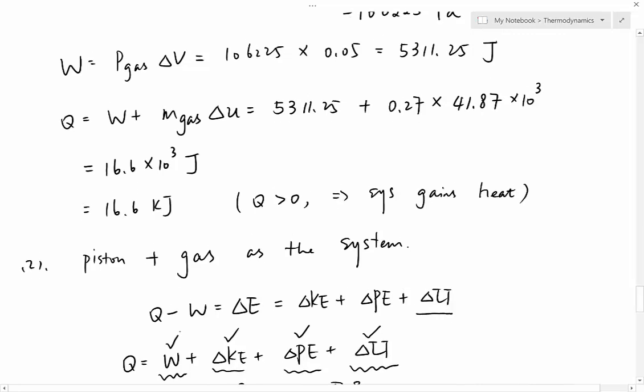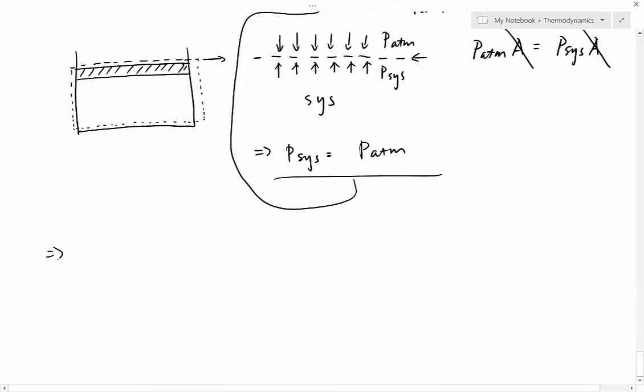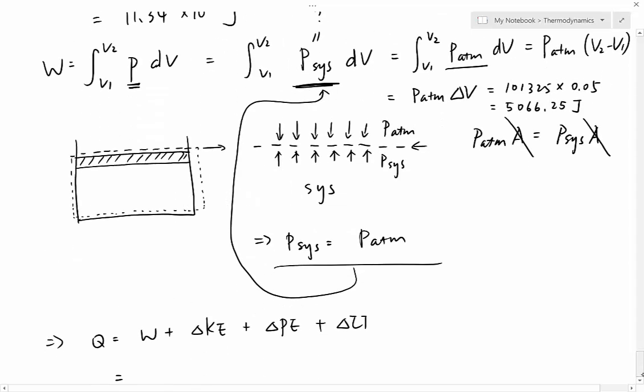We just found work. And now we have found everything on the right-hand side. Okay, so now we plug them in. Copy down this equation. Q is equal to W plus delta KE plus delta PE plus delta U. Okay, let's do the first one. W, we just found W right here, 5066.25, and it's in SI unit.